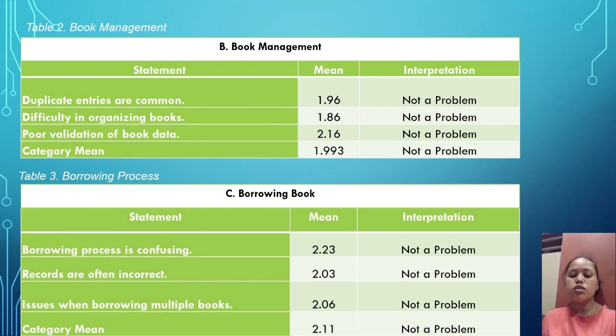Then, in borrowing books, the category mean is 2.11. It is not a problem. Borrowing procedures appear to be clear to most users, while minor concern exists about accuracy in records and multiple borrower handling. These do not critically affect user experience.